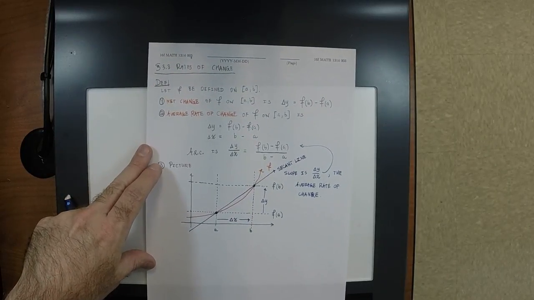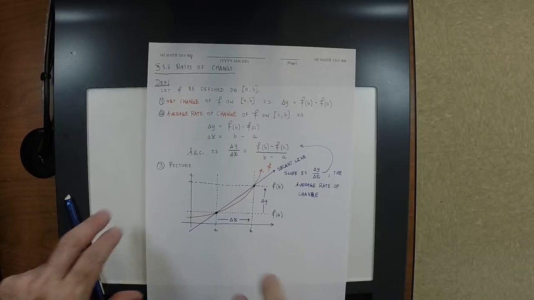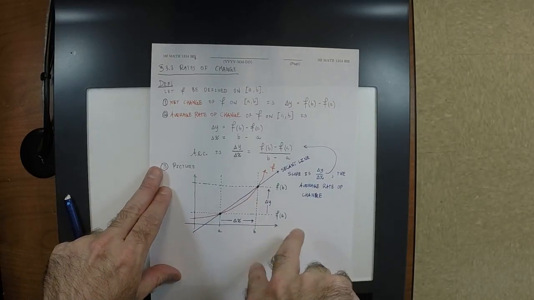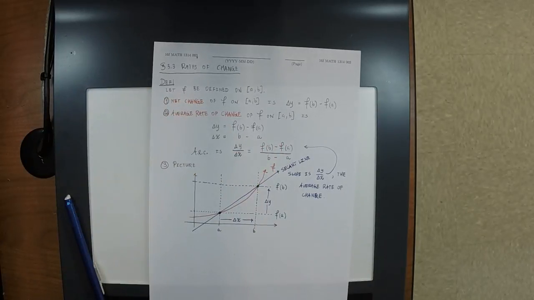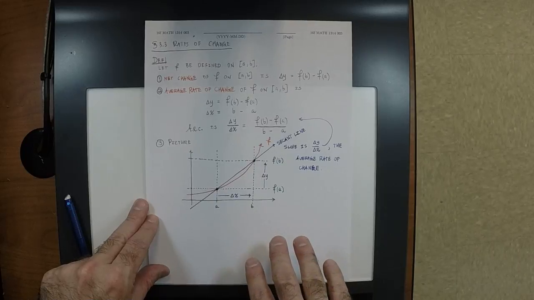For those of you who have taken any trigonometry, you will have heard the word secant before, and the secant line is not related to the secant trigonometry function. They're actually both in turn related to something else. The word secant means to cut, like section, dissect, because what the secant line does is it cuts the function into pieces. Okay? So any question about this?